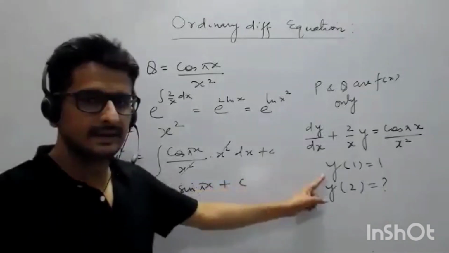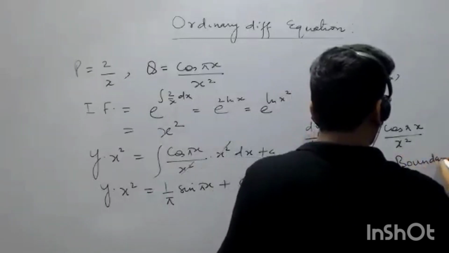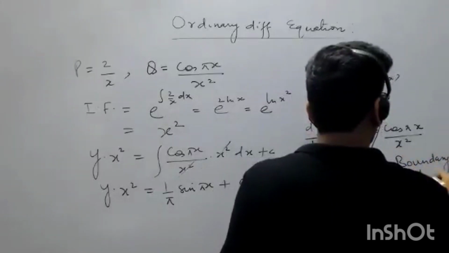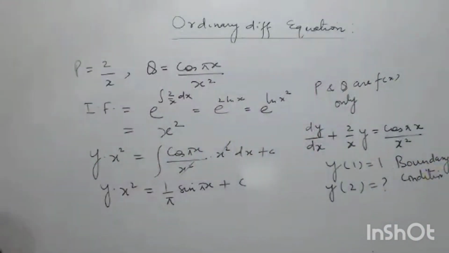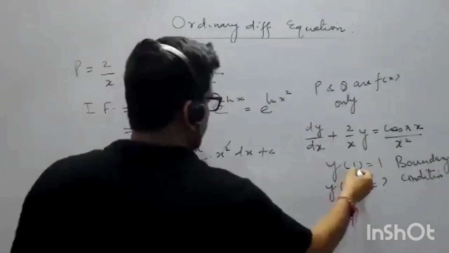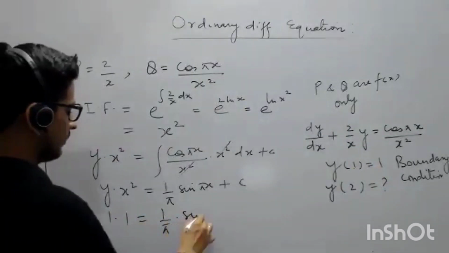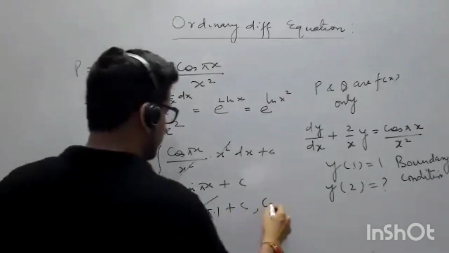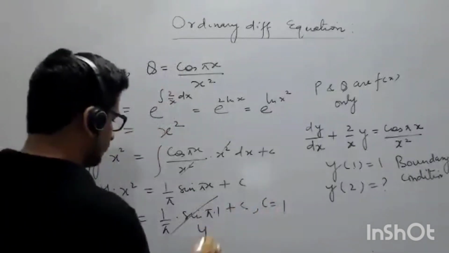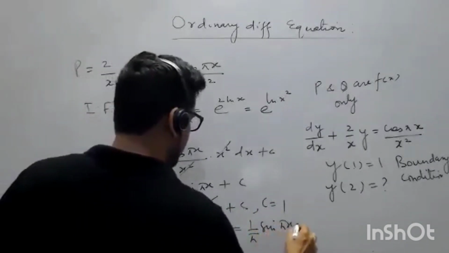Now apply this. This is known as the boundary condition. If it is in time, it is known as initial condition; if it is in position, it is known as boundary condition. So apply that. When x is 1, y is 1, so 1 equals 1 by pi into sine pi plus c, so this becomes 0. c is equal to 1. So the solution is y into x square is equal to 1 upon pi sine of pi x plus 1.